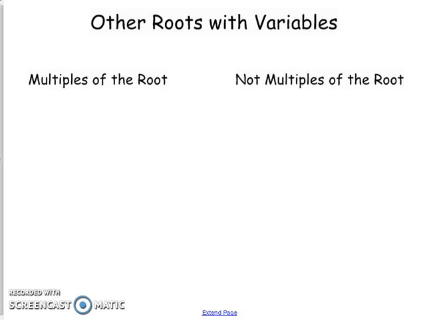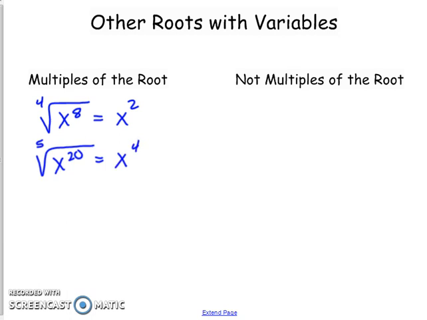So if I had the 4th root of x to the 8th, I want to be able to divide 8 by 4 because it's a multiple of the root, so that's going to give me 2. Okay, if I have a 5th root, so my index is 5, and I have an exponent that's a multiple of that root, I'm going to divide 20 by 5, and I get x to the 4th.